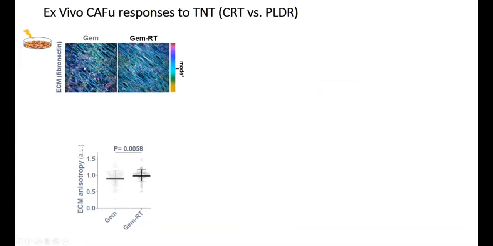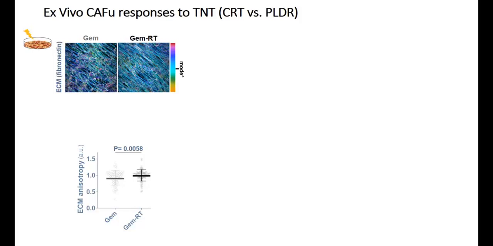So what you're seeing here is a staining of the extracellular matrix in these cultures. The color coding that you see here is basically each fiber is color coded based on the angle of orientation. As you can see here, when these cultures are irradiated with the continuous radiotherapy, you start seeing more of the cyan color, meaning there is less variation in the tones, meaning the angles are mostly following a certain degree.